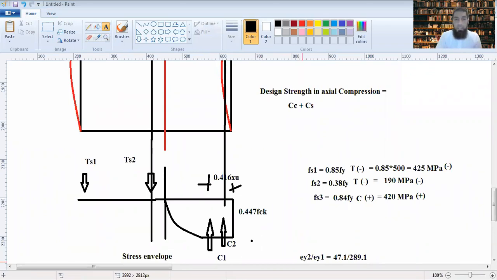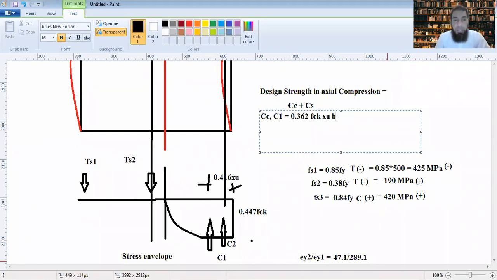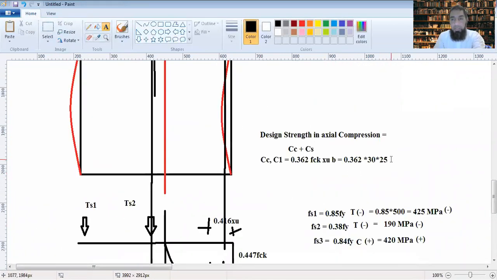Now Cc is how much? It's 0.362, as we already know. Cc or C1, that is 0.362 fck into xu into b. This is how we do in the compression. Now we already know 0.362, this is 30, then your xu is 252.1.